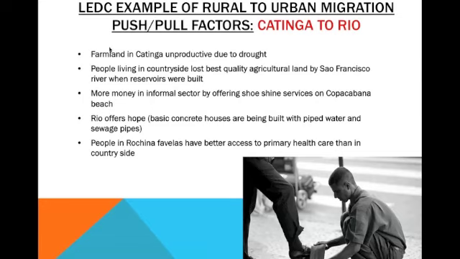So, some push factors. Farmland in Caatinga, the place in the countryside, is unproductive because of the droughts. There are often droughts, so it's very dry and the farming is unproductive. Also, the people living in Caatinga lost the best quality land, the land most suited to agricultural crops. Well, the land was right next to the São Francisco River.